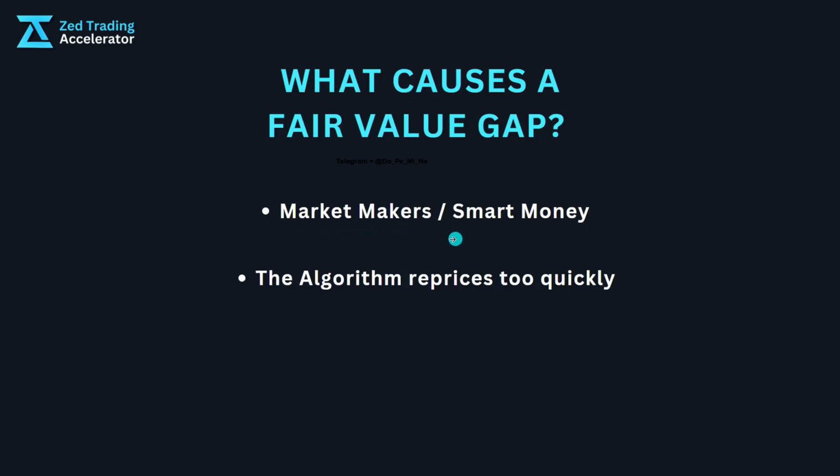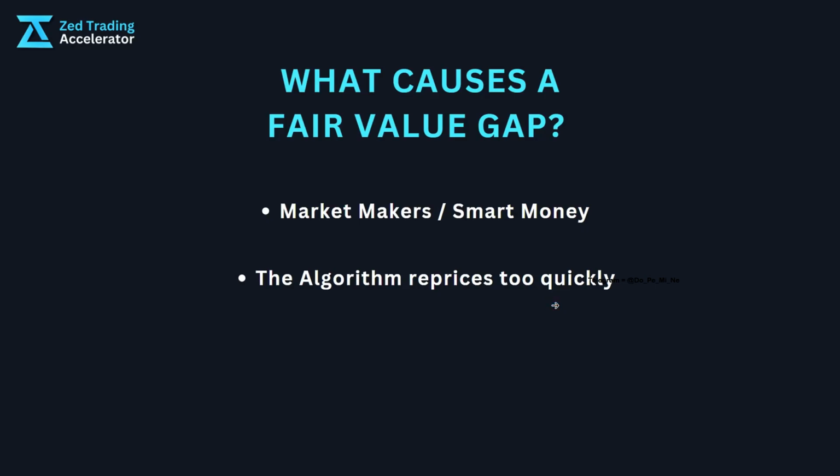Remember, right after manipulation, there's a very big move, because that is where the market makers and smart money enter, right? For example, we have equal lows right here, then the price manipulates lower, then goes higher. Where do you think the fair value gap is? Right here, right? The price reprices into that fair value gap and now continues higher, right? So this is the algorithm repricing too quickly.